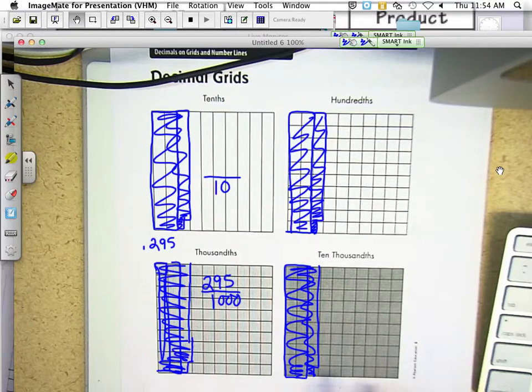Roman? You would shade 2 and 95 hundredths. 2.95 out of 10 is how you would write that. What about the hundreds? Out of 100 squares, how many did I shade here? Clark? You shaded 29 and a half. 29.5 out of 100.